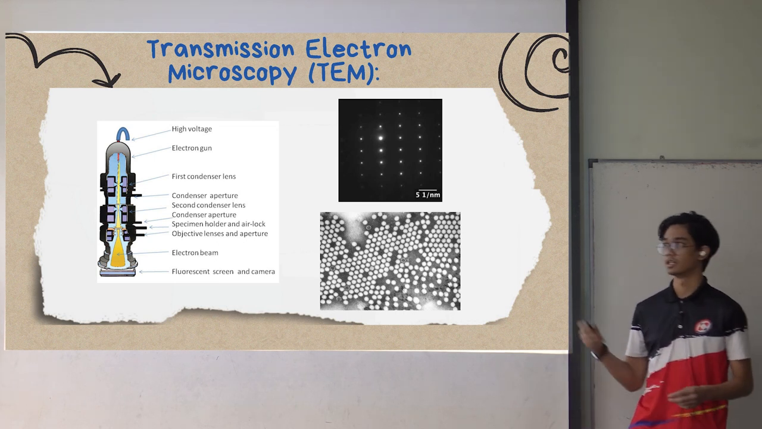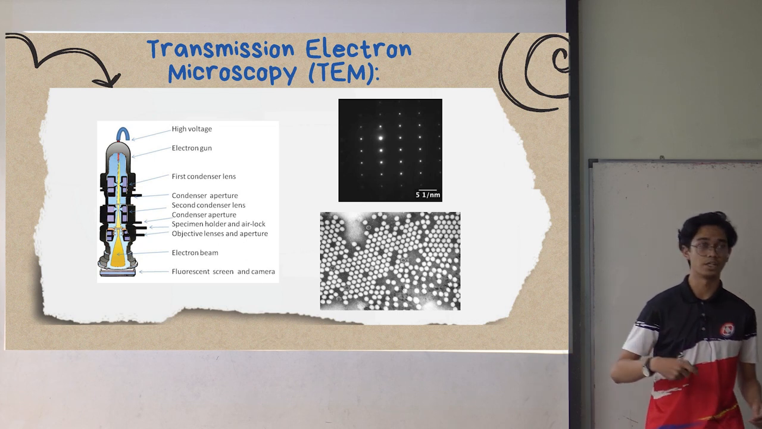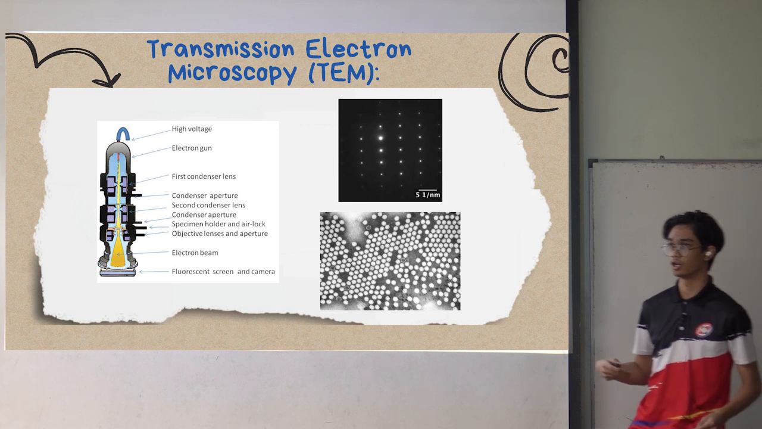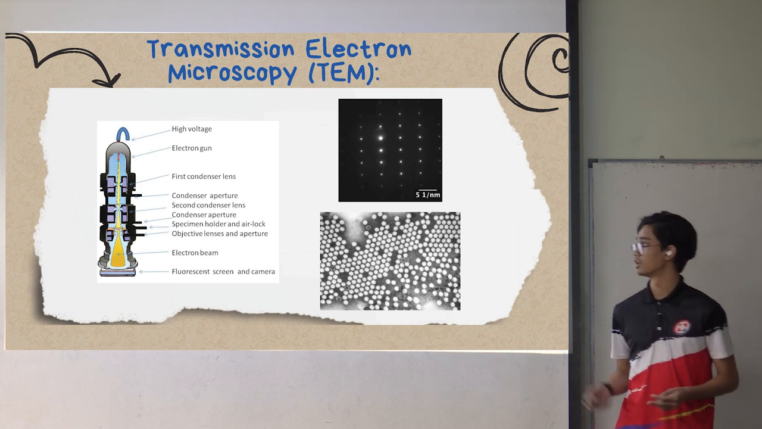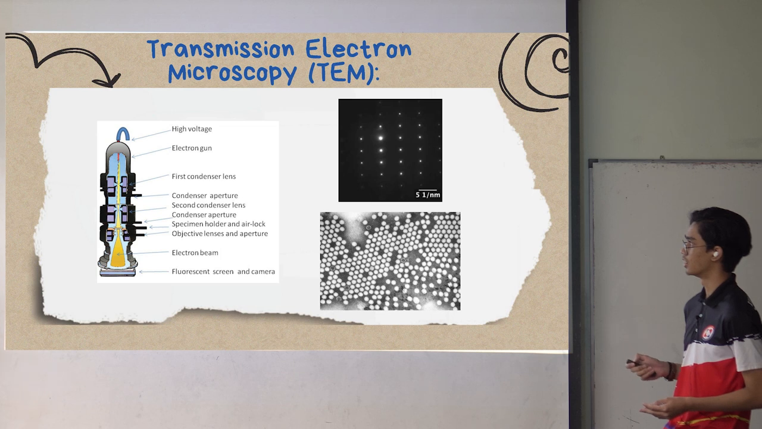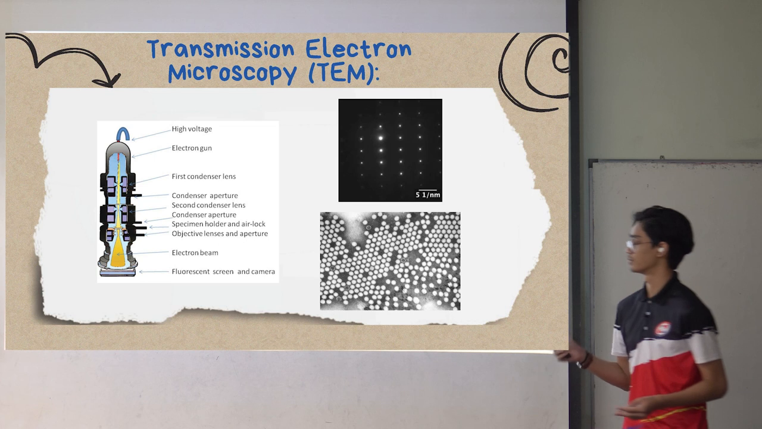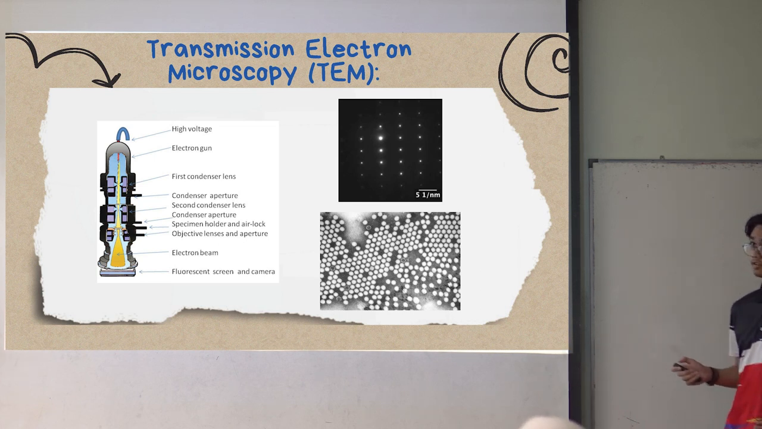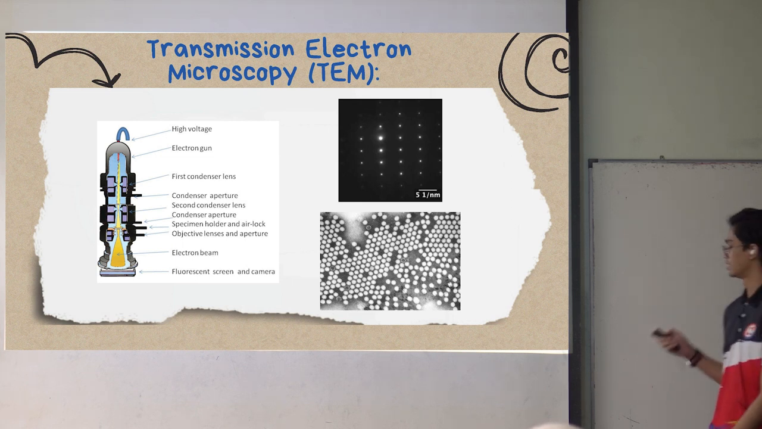This TEM is also used by researchers and scientists to find the structure of protein, polymers, and crystals. As you can see over here, there are about 10 components in this transmission electron microscopy. And this is the example of electron micro diffraction.